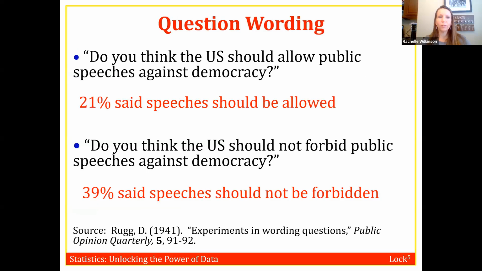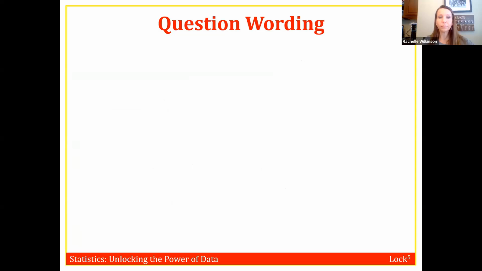So here's a couple of question wording examples. In one poll, they asked people, do you think the US should allow public speeches against democracy? 21% said that they should be allowed. But when they worded it, do you think the US should not forbid public speeches against democracy? 39% said speeches should not be forbidden. So opposite result just by switching allow to not forbid.